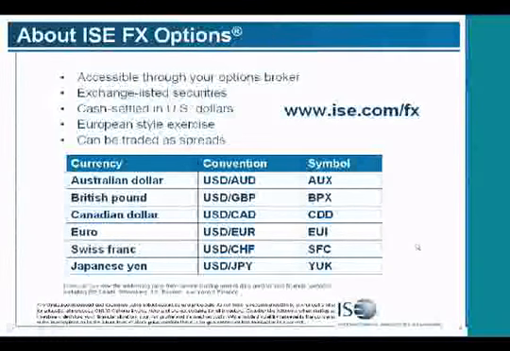All right, so what option pairs are available? Well, as it says on this first slide, this is put together by the ISE. I just kind of stole it from one of Steve's older presentations. They're accessible through your options broker, so your standard broker can trade these products. They're exchange listed and cash settled in U.S. dollars, so you don't have to worry about currency rates and fluctuations. It is settled inside your account. They're European style expiration, which really means that it trades as an index. The index, in the way that they've set it up, is very unique for the ISE product in that it will track the actual currency values.